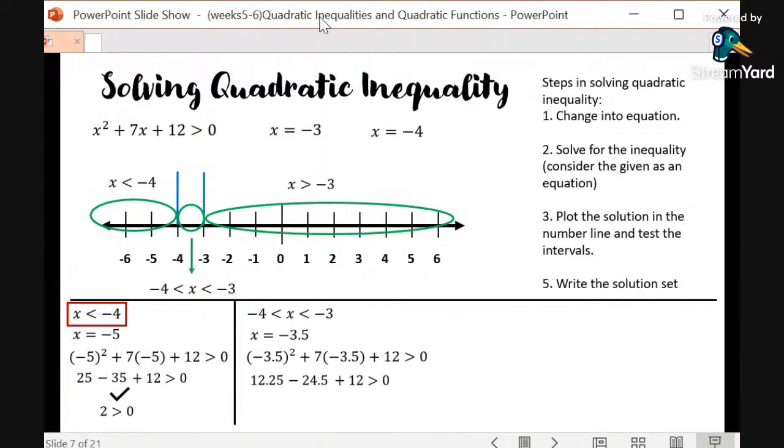Negative 0.25. Negative po. Yan. Negative 0.25. Okay now, kayo na ang mag-decide. Okay? You decide. Tama ba yan? Negative 0.25 is greater than 0. Tama po ba yan? Yes or no?